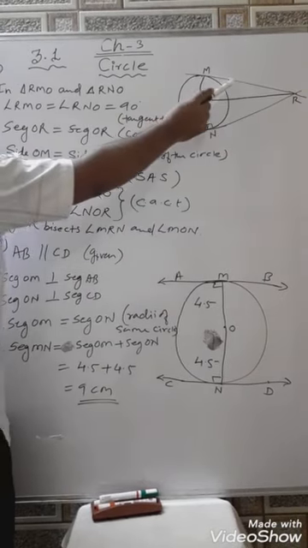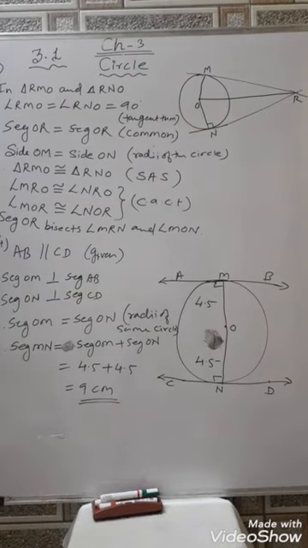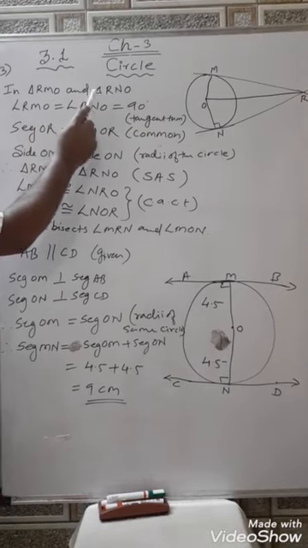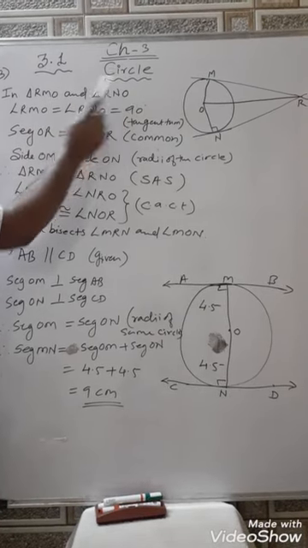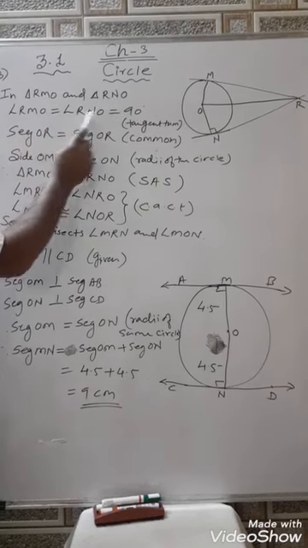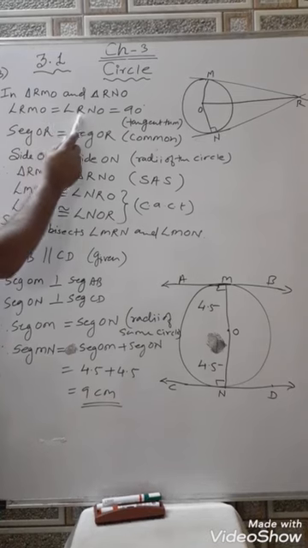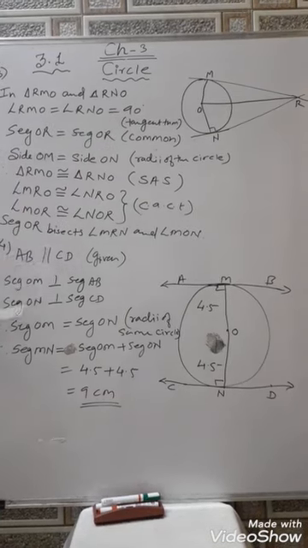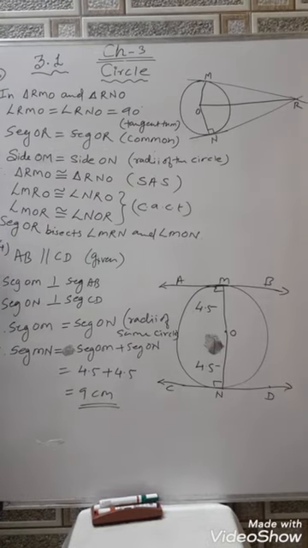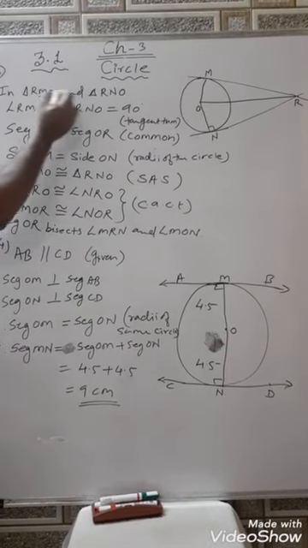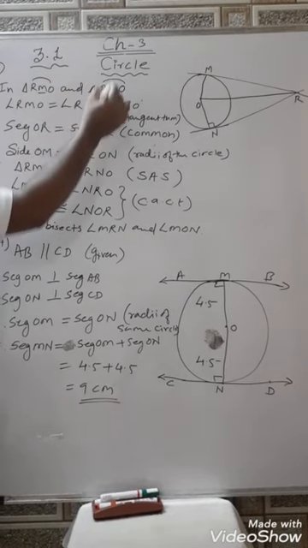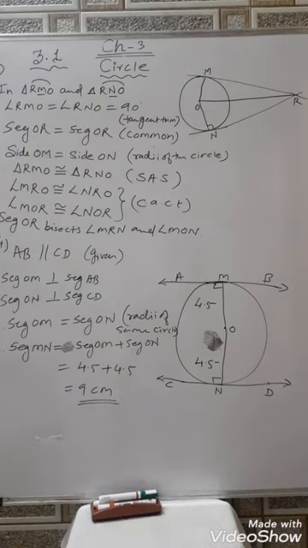So what we do, first we prove these two triangles are congruent. So how do we prove it? In triangle RMO and triangle RNO, first they are 90 degrees, they are equal. Why are they equal? Because of the tangent theorem. And OR equals OR, it is common in both triangles. Correct? This angle M and this angle N equal 90. OR and OR, it's common in both triangles.